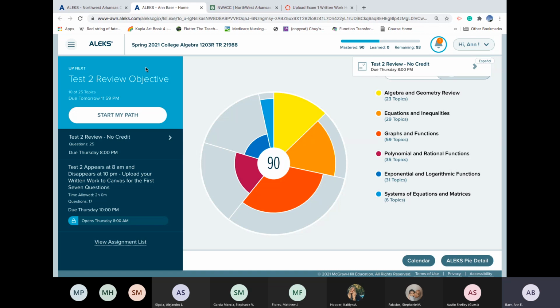So most of you are not going to see all 25 topics, which is why it's very important that you do this test 2 review no credit assignment. Every student will see all 25 topics in that assignment. So I think that's what I want to say in terms of announcements for getting ready for the test. I just wanted to point all of those out for you in both Canvas and Alex.